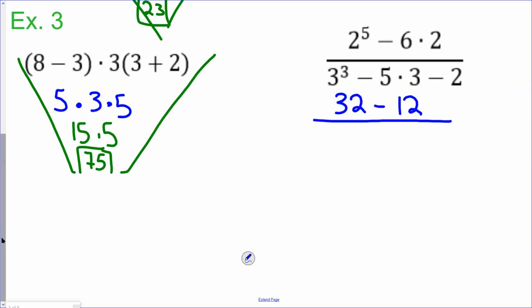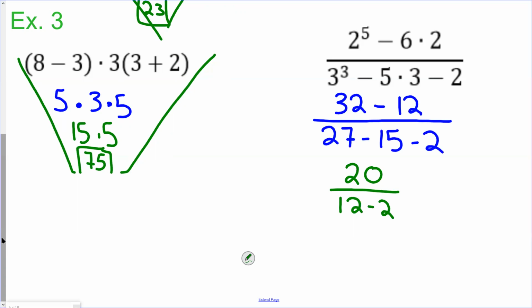Well, are there any parentheses? No. Exponents? Yeah, 3 to the 3rd power. 3 to the 3rd power is 27. Minus, well, you can do 5 times 3, 15. Minus 2. All right. There are no more multiplication, no division, just addition, subtraction. Remember, work these as separate. 32 minus 12 is 20. 27 minus 15 is 12, minus 2 left over. 20 is already done. 12 minus 2 is 10.